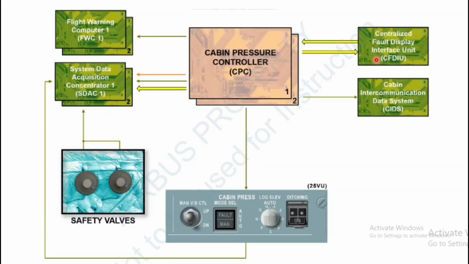And then CFDIU: both controllers send the BITE data to the centralized fault display interface unit via the ARINC buses. This is your ARINC bus, and the data is sent continuously or on request.